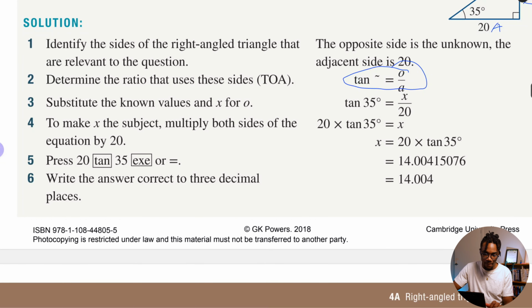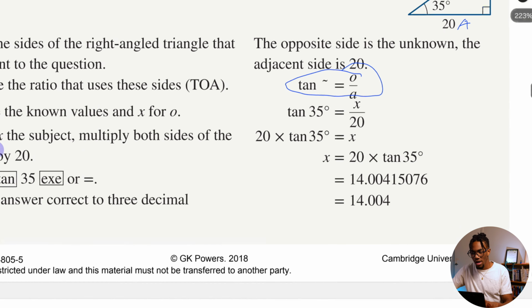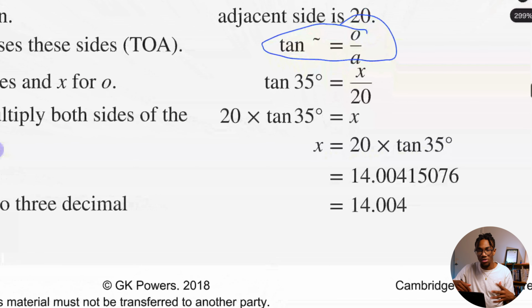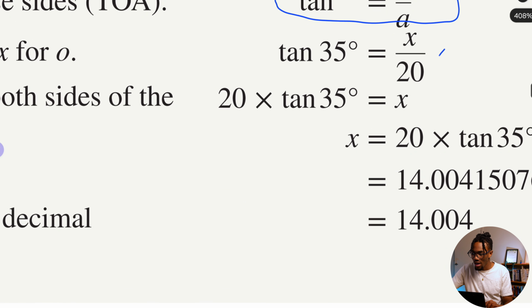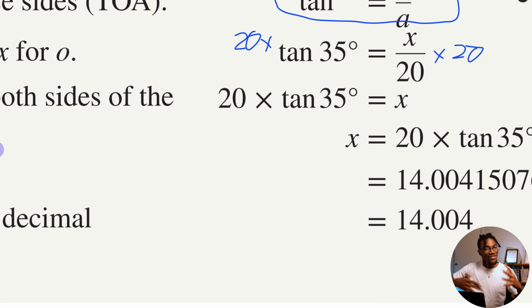Next step. To make X the subject, multiply both sides of the equation by 20, right? Why do we times both sides by 20? Because we want to get rid of the 20. We want to make X by itself. So we're going to times both sides by 20, so we can get X by itself, right? And I'm really trying to hammer this in. We keep asking ourselves, why?